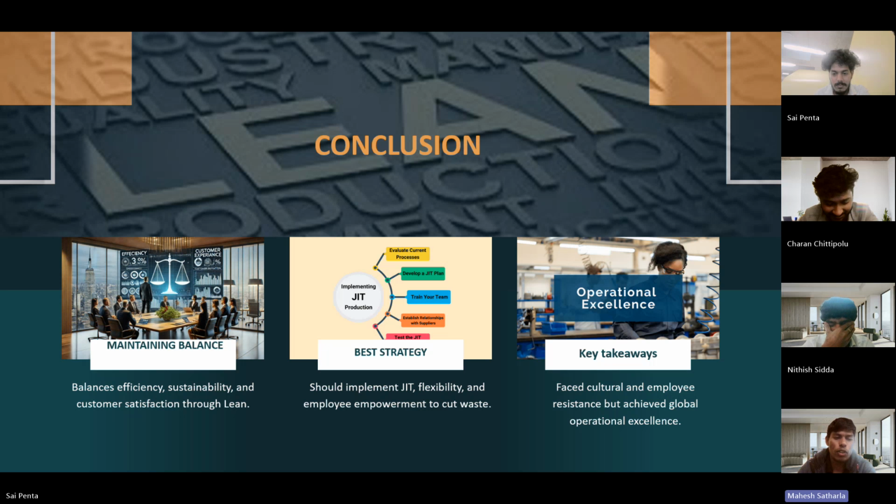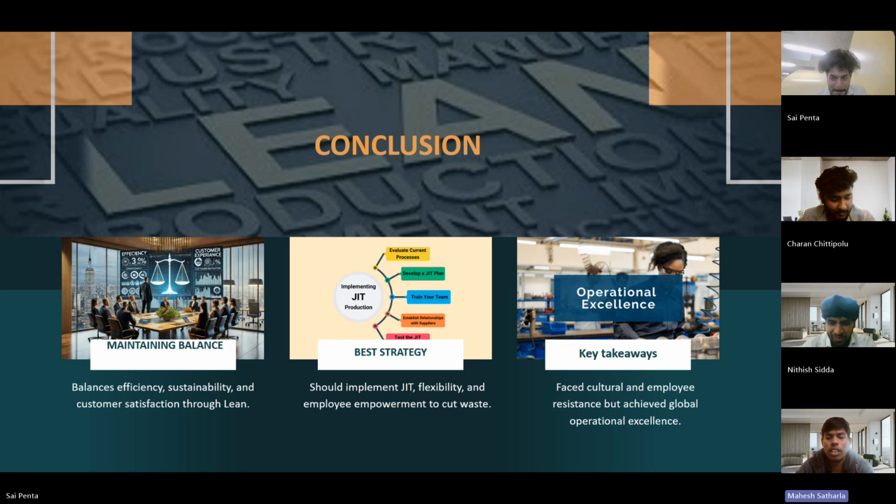Here is the conclusion. Now we can deeply discuss this slide. Starbucks has demonstrated how a global service provider can effectively use lean manufacturing to strike a balance between productivity, sustainability, and customer satisfaction. Starbucks uses strategies including just-in-time, JIT, standardization with flexibility, and employee empowerment to reduce waste and changes.